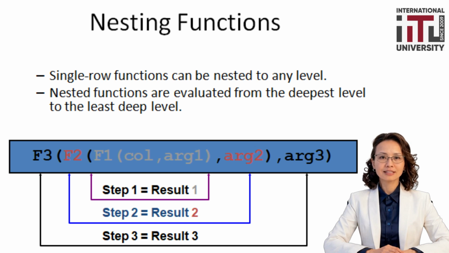For example, in the expression F3(F2(F1(col, arg1), arg2), arg3), the function F1 is executed first, then F2 uses the result of F1, and finally F3 processes the result of F2. This sequential evaluation ensures correct and predictable outcomes when combining multiple functions. Overall, nesting functions is a powerful technique that allows complex operations to be performed efficiently within a single SQL statement.